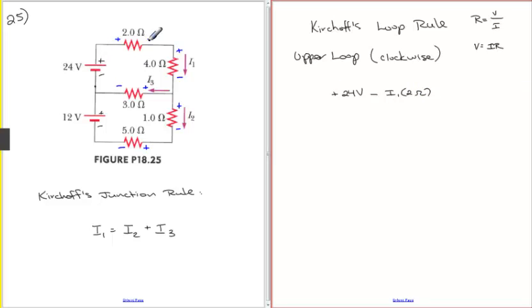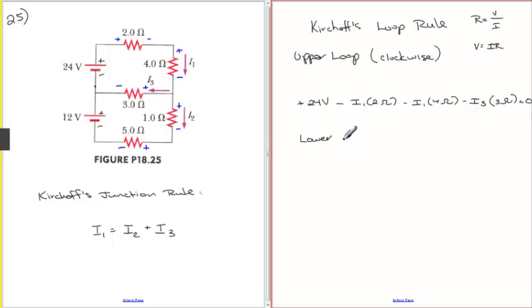Okay, so that's first. Second, we have another voltage drop across that resistor. So it's going to be, again, I1 times 4 ohms. Move this over. Gives me a little more room. And then the final resistor around this loop to get back here again is this resistor. Because the current is assumed to flow in this direction, we again have a voltage drop. So it's going to be minus I3 times 3 ohms. And that has to all equal zero because we come back to the same point. So that's the upper loop.